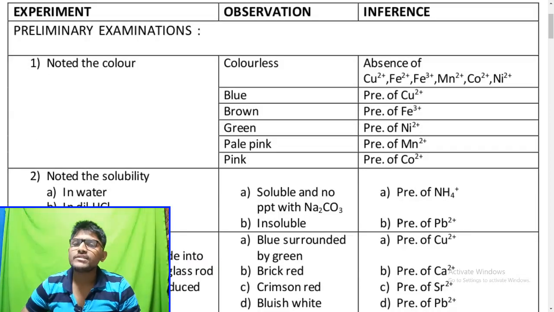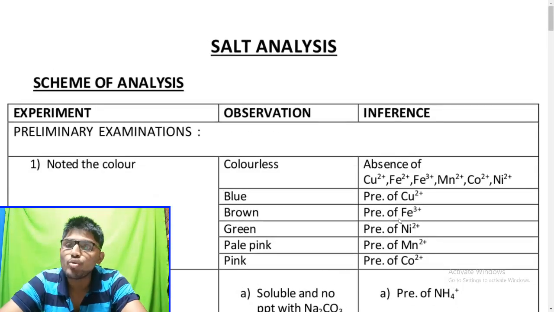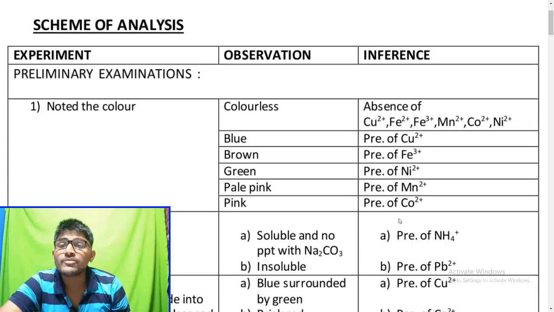So guys, first of all, here on the screen you can see the salt analysis scheme of analysis experiment. Here I wrote about the preliminary examination. These are just a few points which are very important for you. Note the color, which is an option where you can identify the cation. If the solution is colorless, then it can be in the absence of carbonate, iron and others which I have written here.